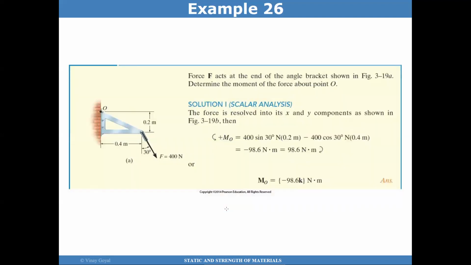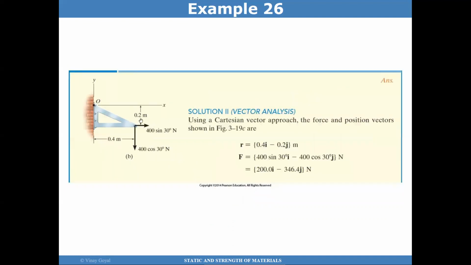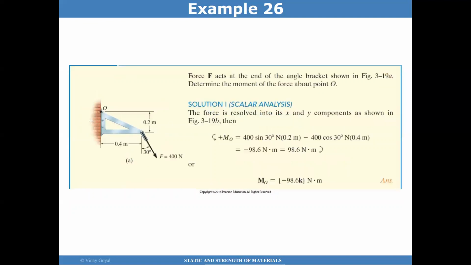Example 26, we have a force that acts at the end of this bracket, and we want to determine the moment about point O. Again, you can resolve this force in the x direction and the y direction, as shown here. Once you have that, this distance, this distance. So all you have to do is to multiply 400 sine 30 degrees times 0.2 and 400 cosine 30 degrees times 0.4 to get the moment about O. And that's how the solution was developed here.